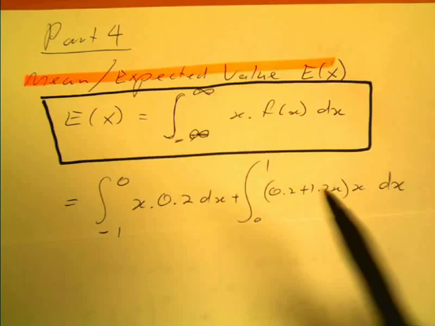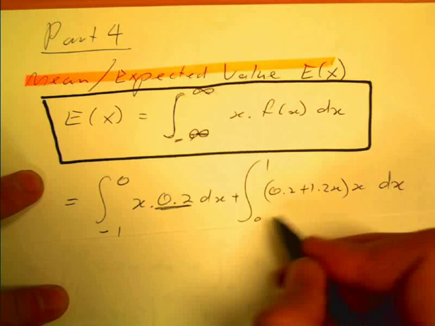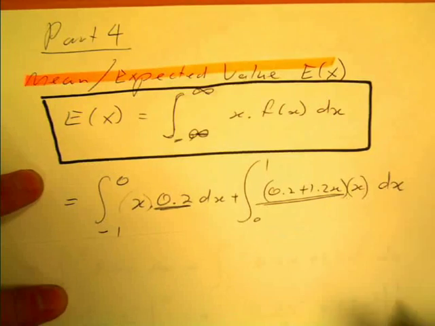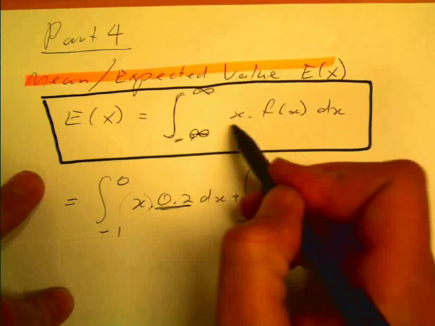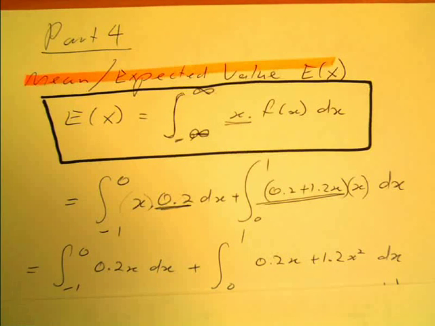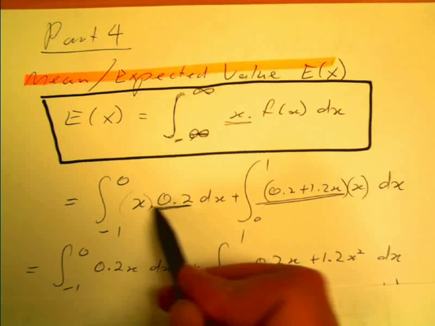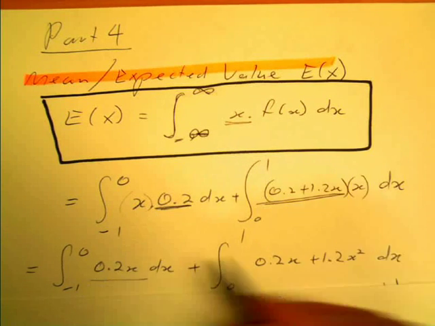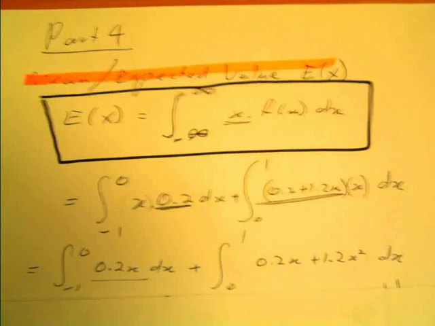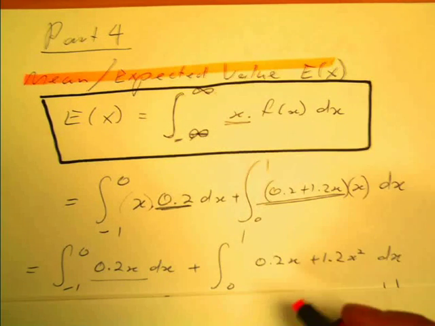And I know that in the boundary negative 1 to 0, f of x is defined by that. And from 0 to 1, it's defined by that. And I've still got my multiply by x in there as well, as I'm asked to do up here in the formula. So let's do that step by step. So 0.2 times x is just 0.2x. And 0.2 plus 1.2x just becomes this.